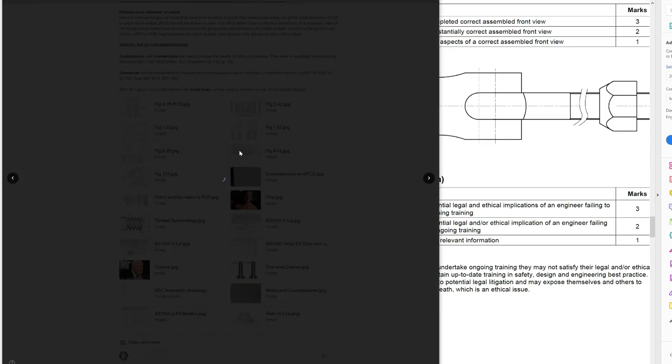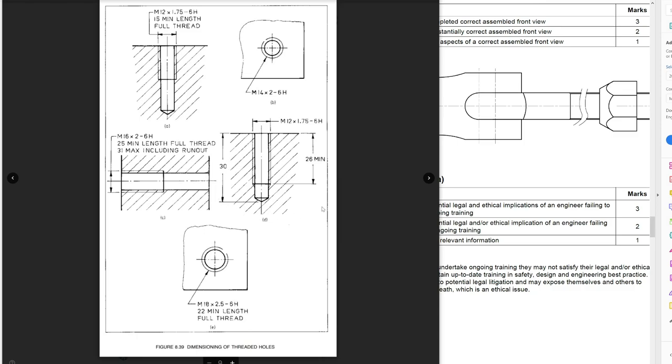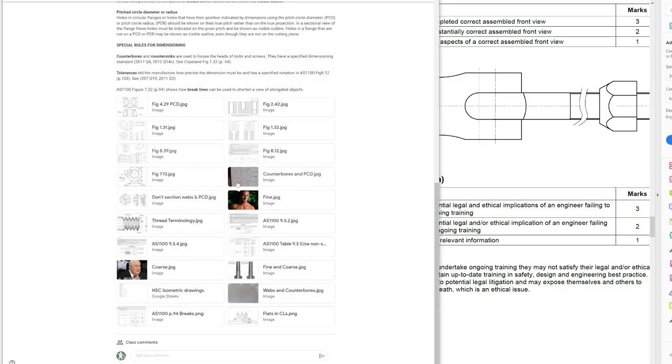And if we look at the Australian standard, here's what I was talking about before about the female connection, shown with the hatching. I just want to show bolts in the Australian standard.